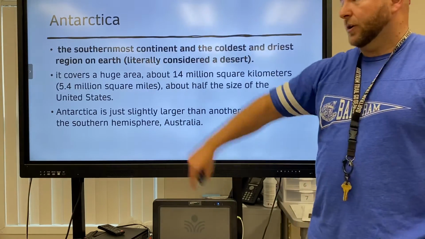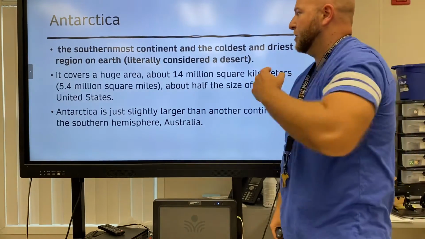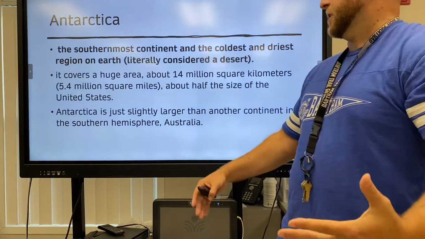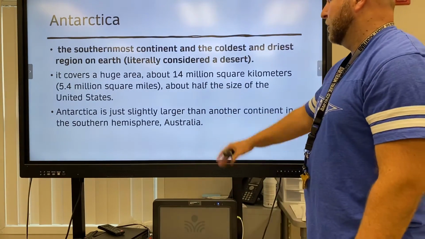Antarctica. All right, now we're going south. Antarctica is the southernmost continent and the coldest and driest region on Earth. It is so dry it is literally considered a desert. It covers a huge area.